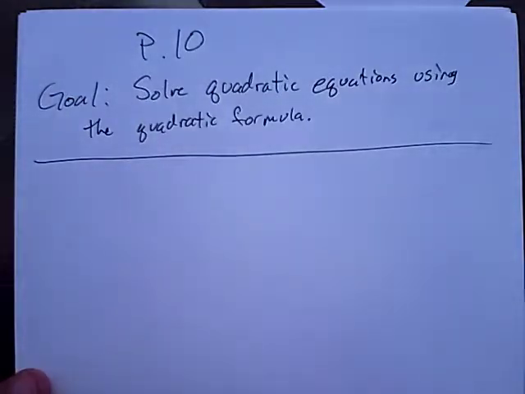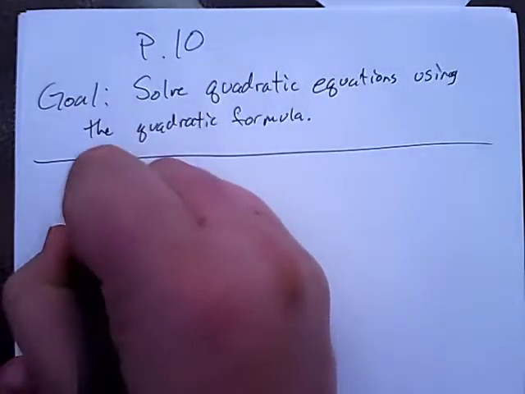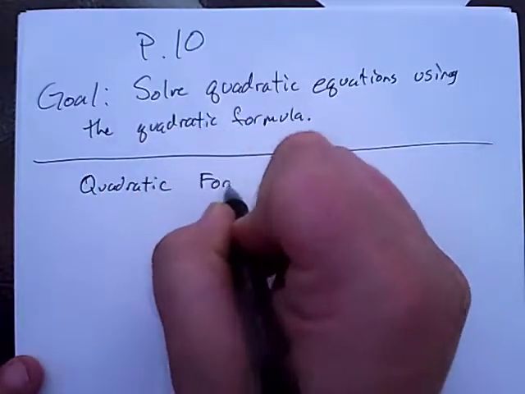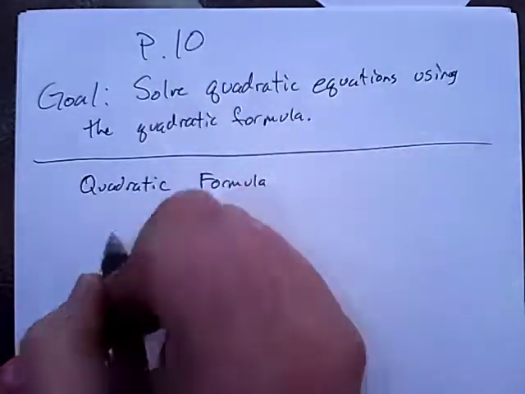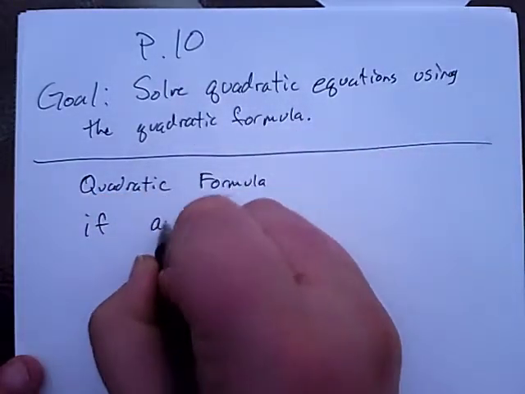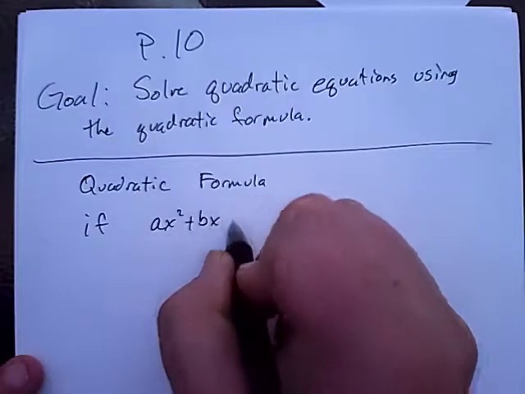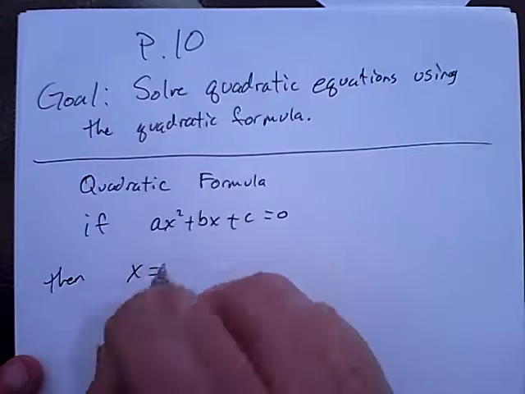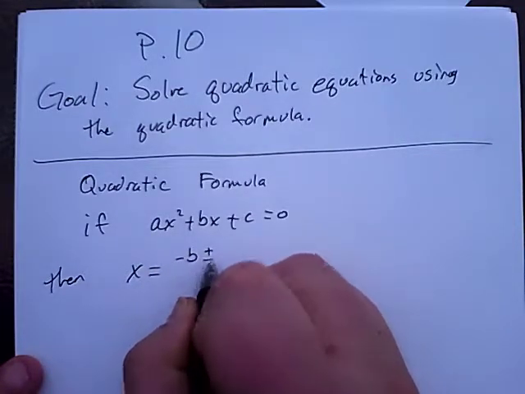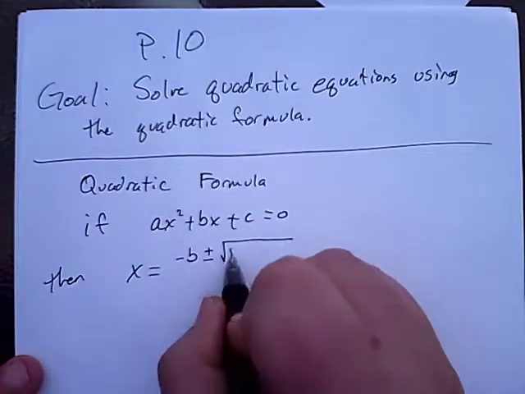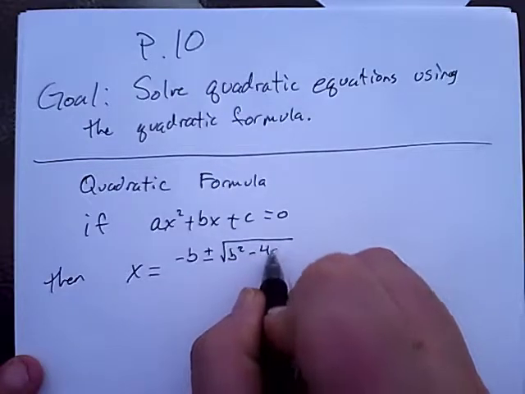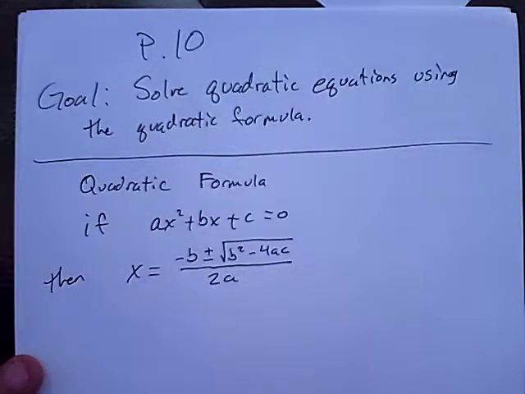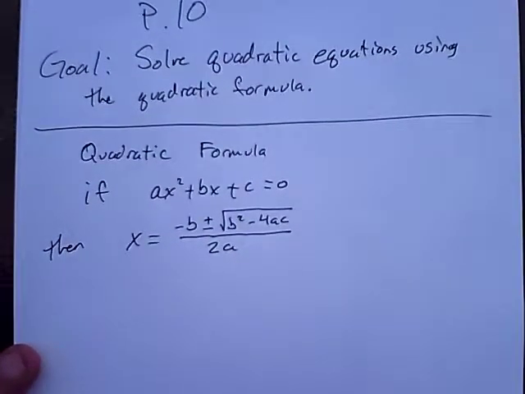So the quadratic formula states that if ax squared plus bx plus c equals 0, then x equals the opposite of b plus or minus the square root of b squared minus 4ac, all over 2a. And I'm going to show you how we use this.